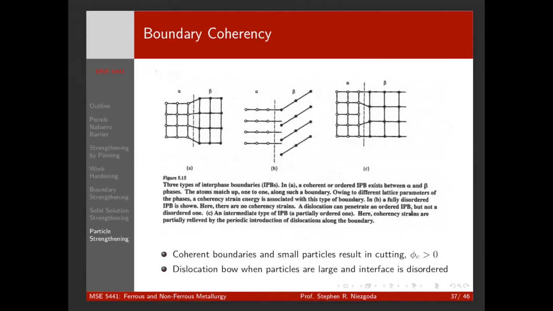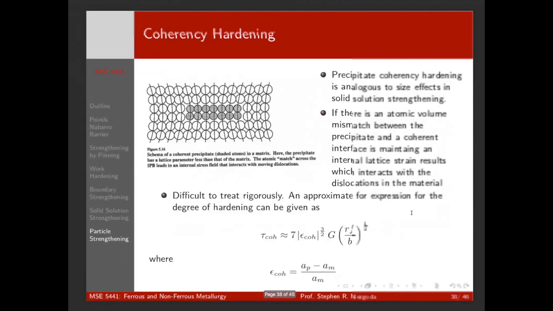And then particle strengthening, what are the differences that we have to consider? And again, there are expressions here. Forget these. You don't need them. Don't even bother to write them down. They're not important for the exam. What is important to know is that coherency has an effect. What's easier to cut? A coherent interface or an incoherent interface?